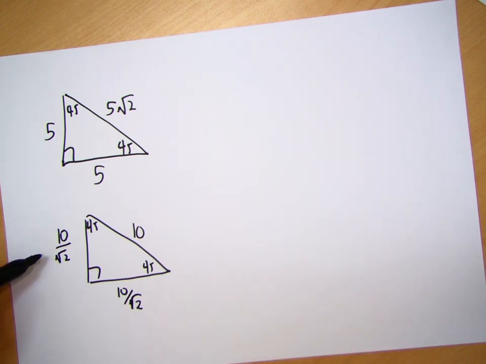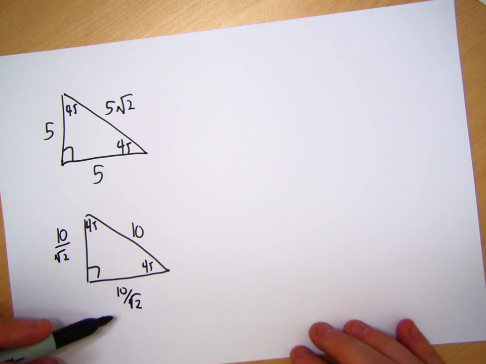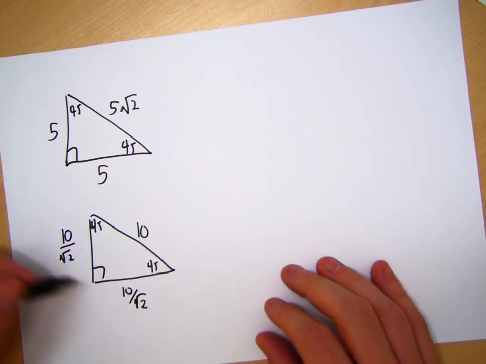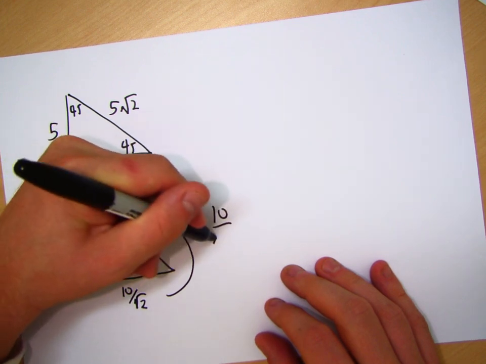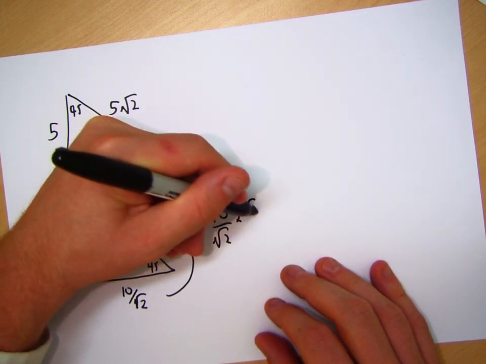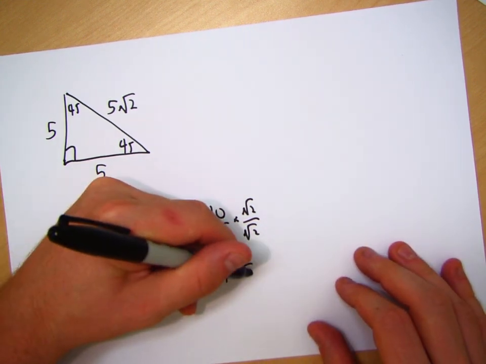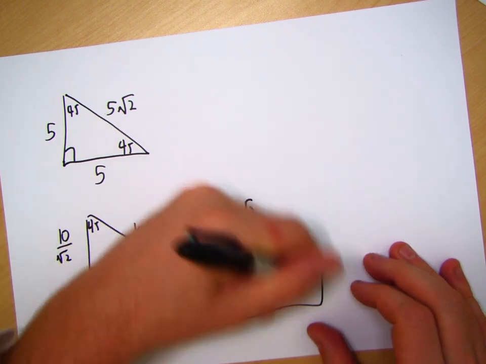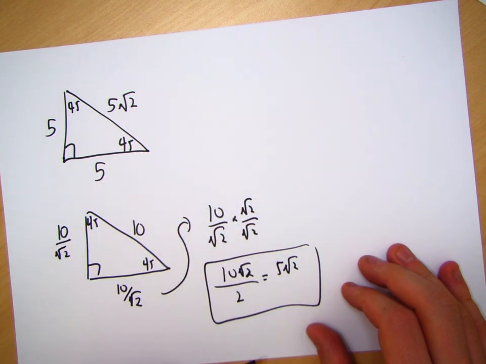By the way, we don't like to leave what are called radicals, or these numbers under the square root, on the bottom. So we try to get rid of those. I'm going to show you how to do that in a separate video, but needless to say, we want to eliminate that. So 10 over root 2, if I multiply that by root 2 over root 2, I get 10 root 2 all over 2, which equals 5 root 2. Again, I'll explain later how to get rid of radicals, but my final answer should be 5 root 2 for this one.